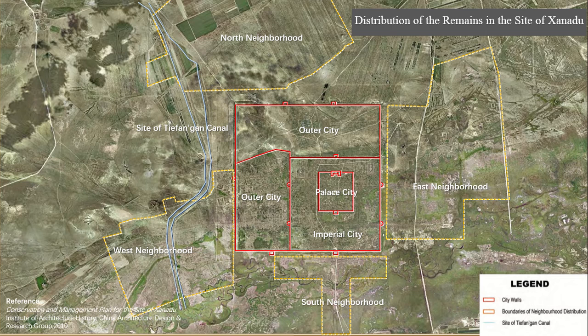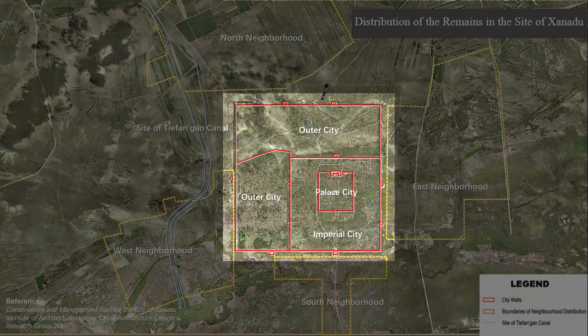The 4th part is the ruins of neighborhoods, which are distributed in 4 directions outside of the city gates. Finally is the site of the Tifangan Canal, which was an anti-flood facility for the whole city. The city area is a square facing south from north, with sides of about 2,200 meters. It consists of an outer city and the imperial city in the southeast of the capital, and the palace city, situated north to the middle of the imperial city.